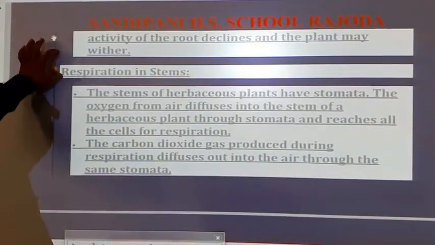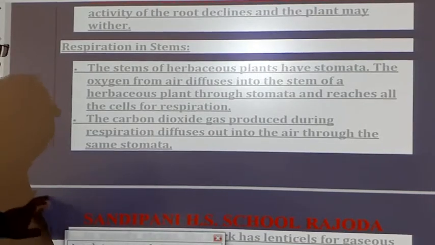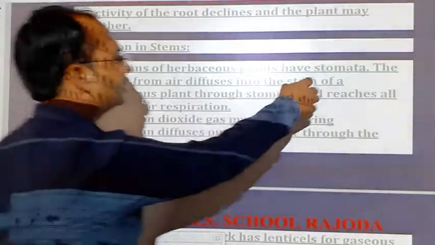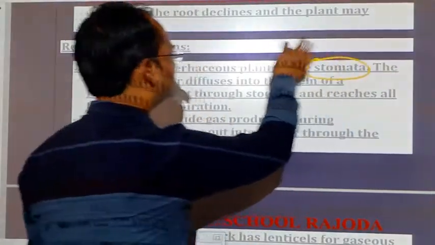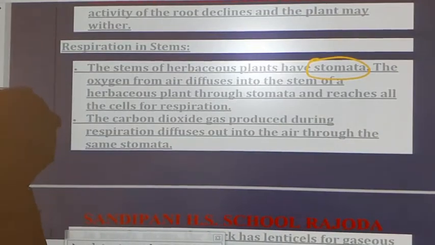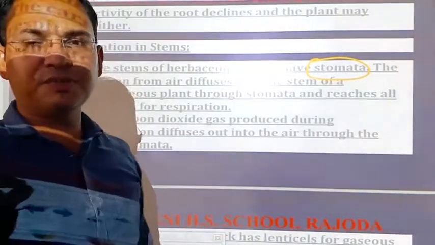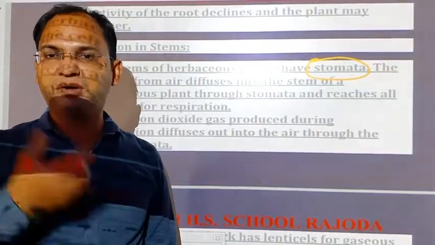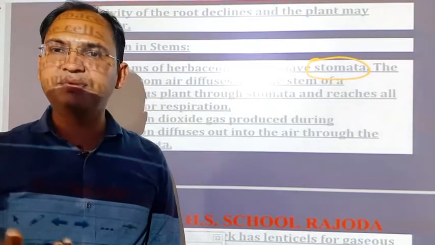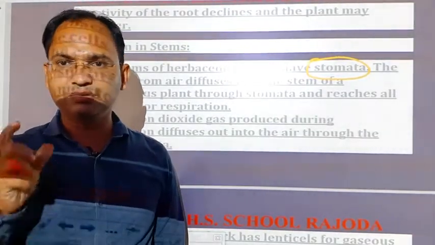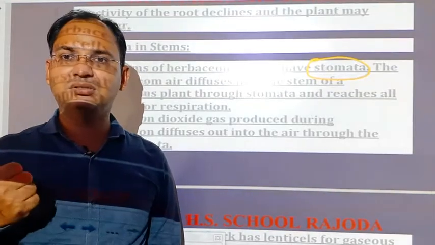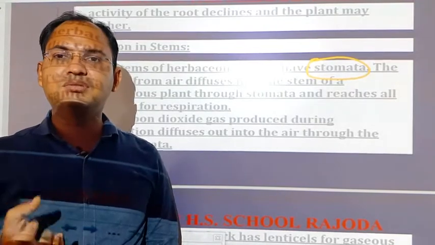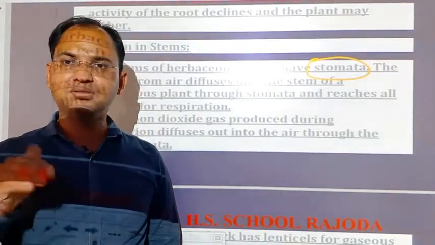Second thing, the respiration in stem. Oxygen from the air: herbaceous plants have stomata. This word is very important, students. Stomata are very small pores present in the stem or in the leaves of the plant that open at a particular time and are responsible for the exchange of gases. Through the stomata, the plants intake oxygen or carbon dioxide and give out either carbon dioxide or oxygen according to their need, either in photosynthesis or in respiration.